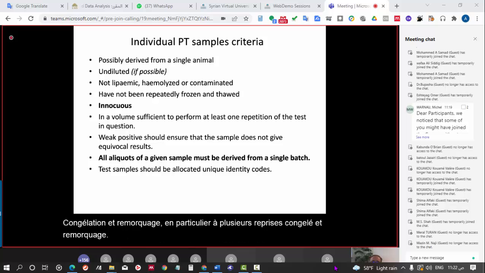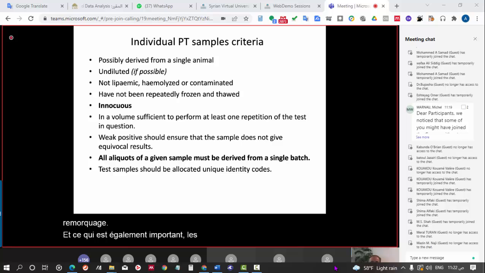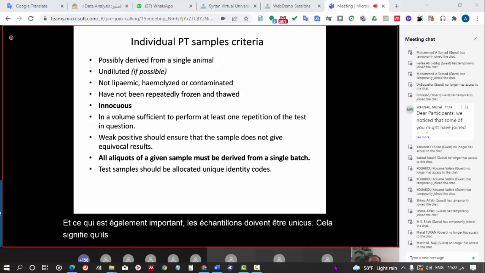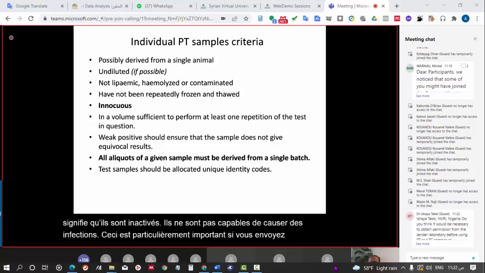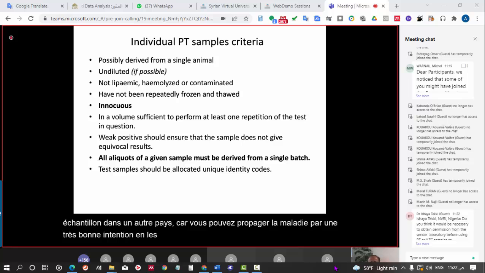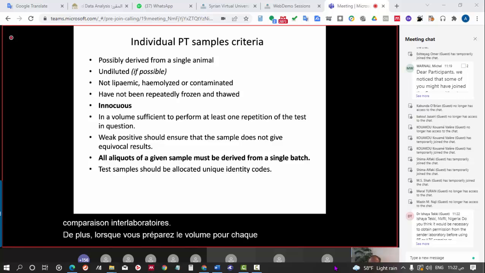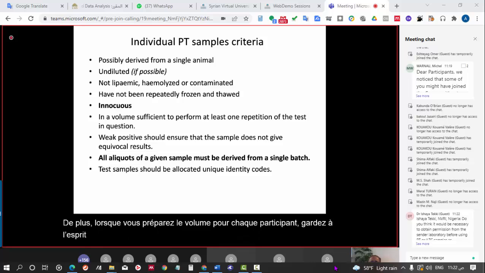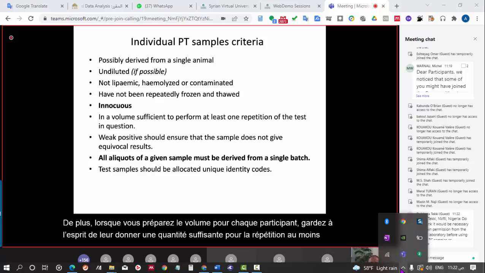And what is also important, the samples should be innocuous. It means they are inactivated, they are not capable of causing infections. This is particularly important if you are sending your sample to another country, because you can spread disease with very good intention by providing them inter-laboratory comparison test samples. Also, when you prepare the volume for each participant, keep in mind to give them a sufficient amount for repetition at least once of the test in question.